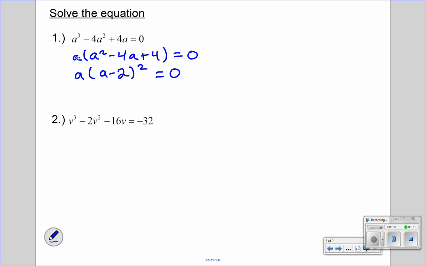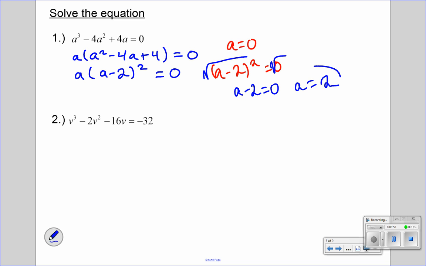We can set each factor equal to 0. So a equals 0 and (a minus 2) squared is equal to 0. And we can square root both sides, and we get a minus 2 equals 0. So a will equal 2. So those are our two answers for a.